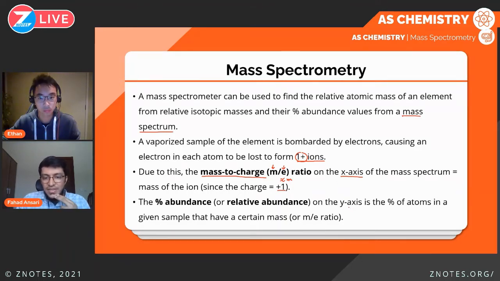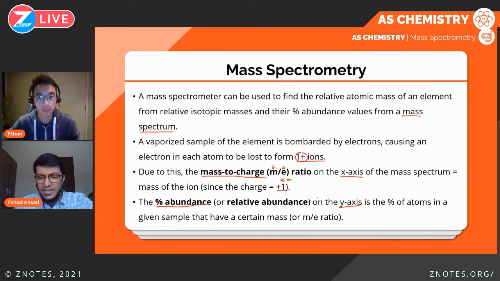And on the y-axis of this mass spectrum, we have percent abundance. Percent abundance or relative abundance basically just means the percentage of the atoms or molecules or fragments that belong to a certain species.